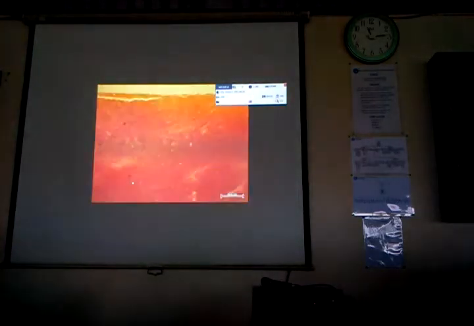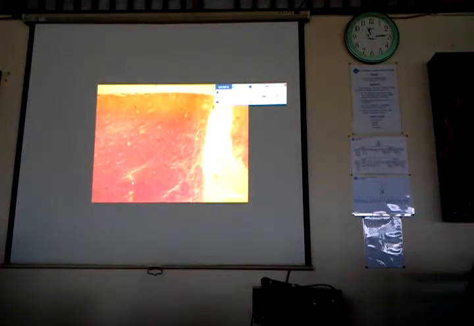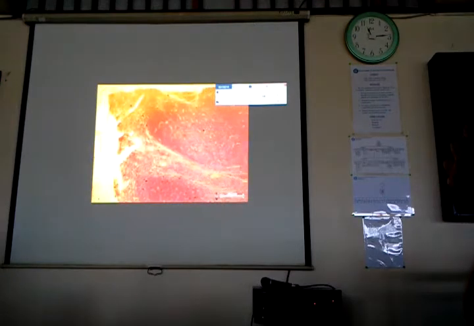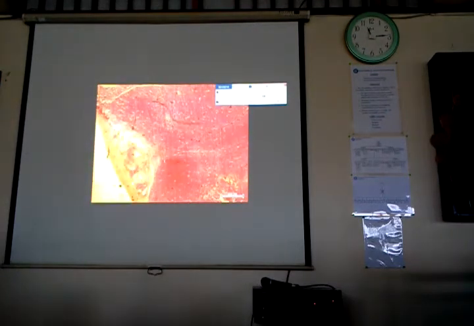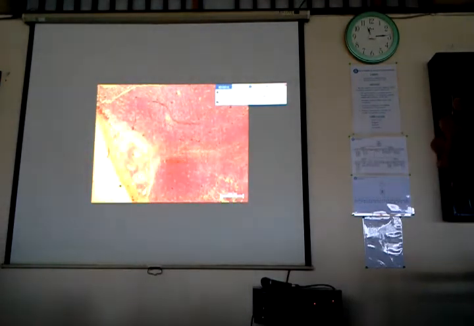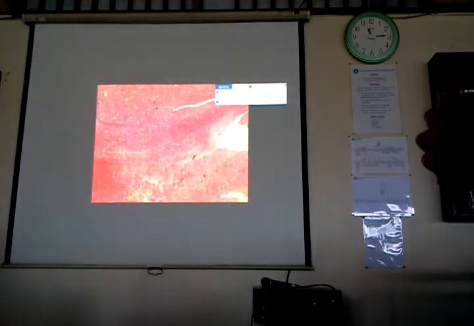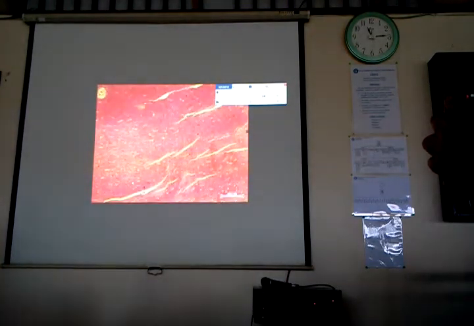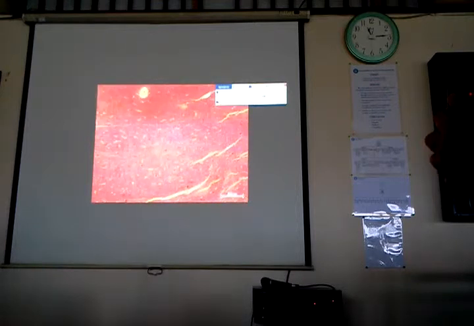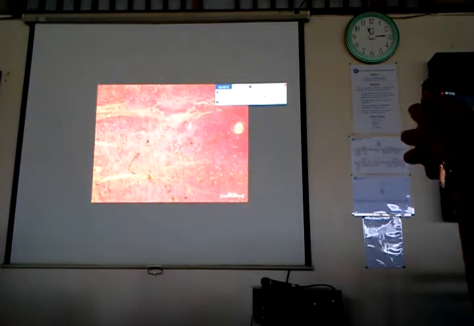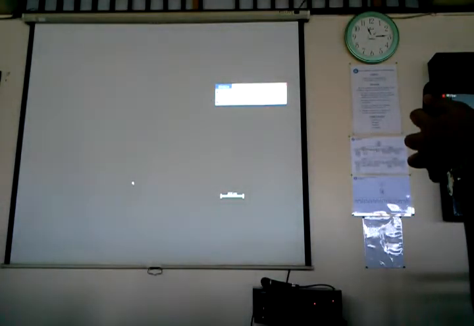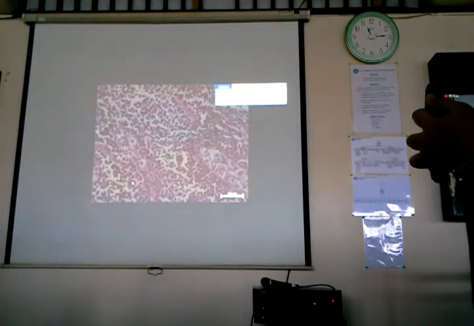Slide 57 is acute granulocytic leukemia. Now, we will not be able to diagnose this slide correctly as acute granulocytic leukemia by just looking at the low power objective view. We have to shift to the high power objective view.